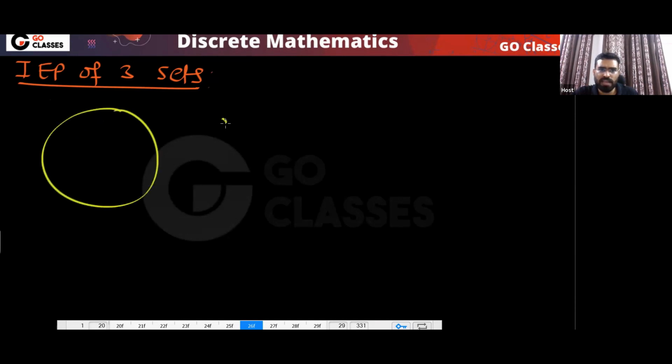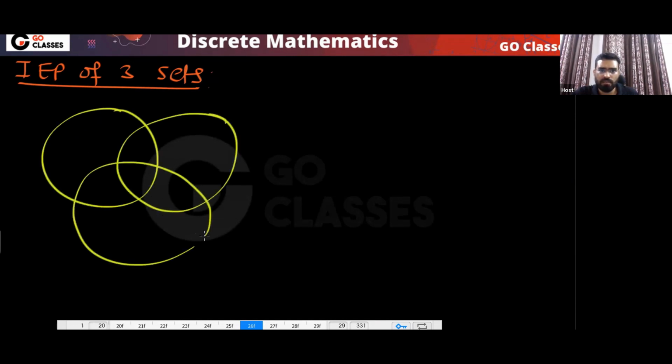Now let's see the inclusion-exclusion principle for three sets. If you have three sets, what will you do? Let me create the diagram. Let's assume you have this diagram A, B, C. This is set A, this is set B, this is set C. Now I want to find A union B union C.